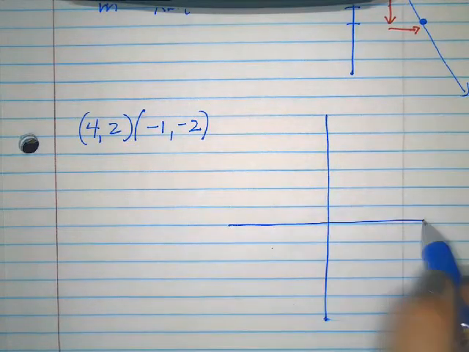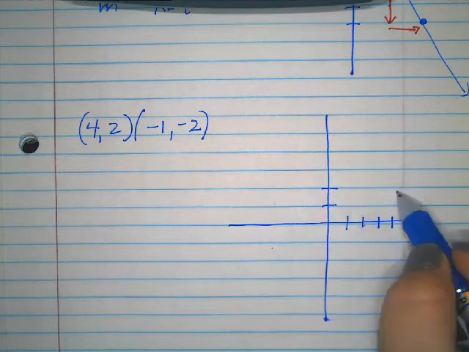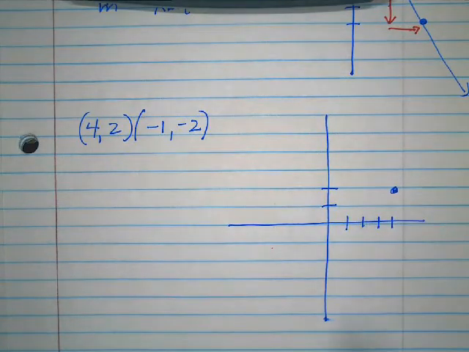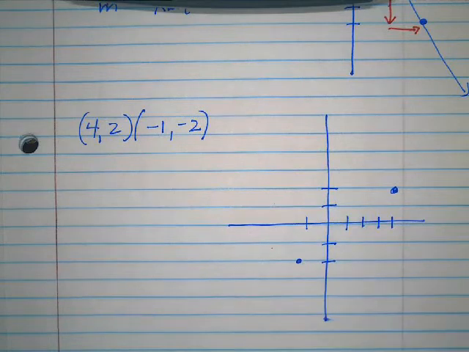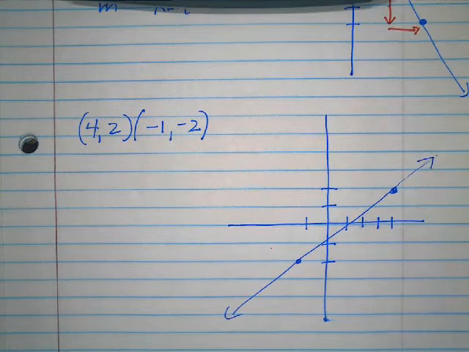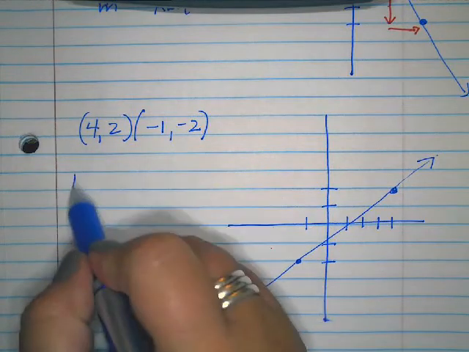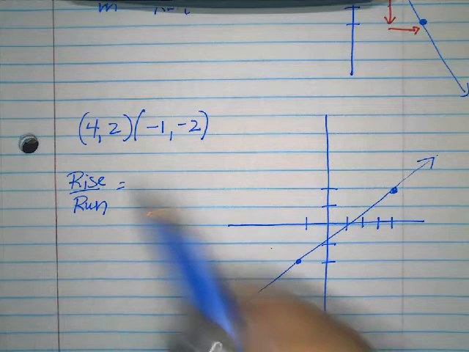So this last one, I am at (4, 2), and I'm at (-1, -2). And again, if I kind of connect these, I can see that this is a line, and I'm trying to find the slope. And remember that slope is always rise over run.